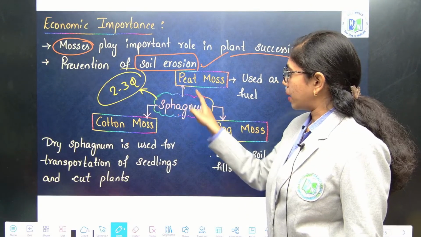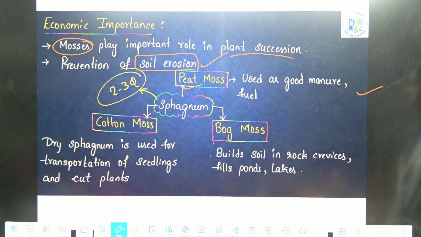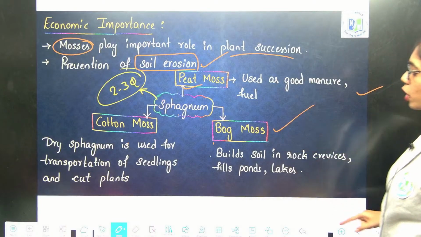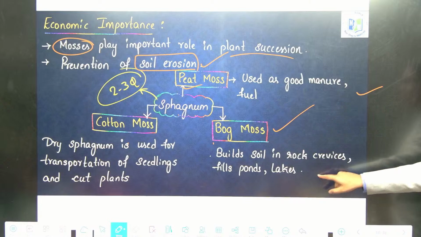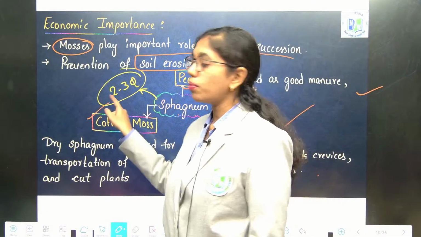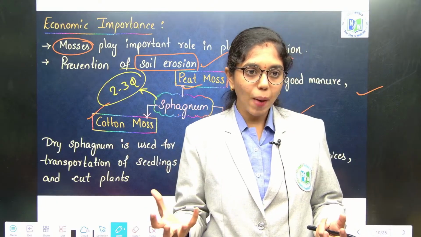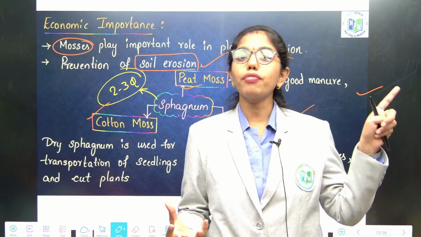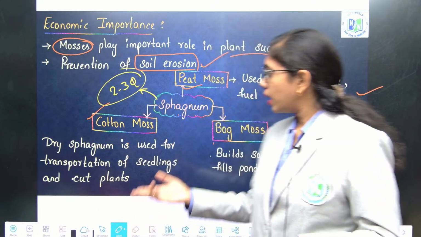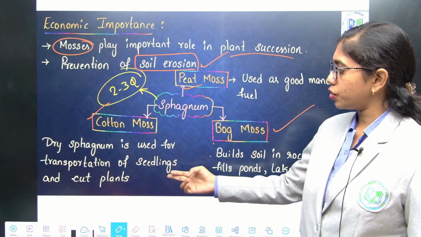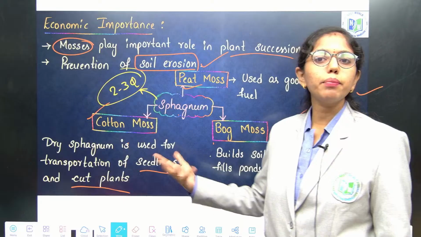About sphagnum, it is addressed as peat moss because it is used as good manure and fuel. It is also known as bog moss because it builds soil in rock creases and fills ponds and lakes. It is known as cotton moss because it is a good adsorbent of water. You can use sphagnum for transshipment of commercially important plants like tulips and orchids. Dry sphagnum is used for transshipment of seedlings and cut plants.